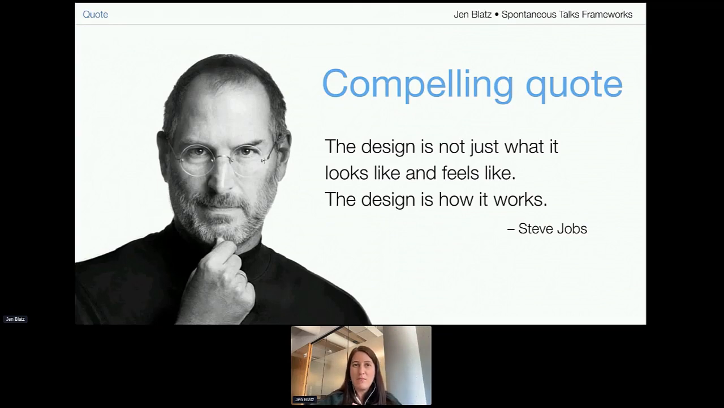I'm thinking some of you may have seen this quote before. The design is not what it looks like and feels like. The design is how it works. Guessing some of you may have seen this. This is a very, very famous Steve Jobs quote that a lot of UX designers reference so that they can talk about how the experience is rather than just the visual design of something. So one way that you can grab somebody's attention is to use a very compelling quote like this and share something that's interesting or something a famous person said and really use that quote to capture their attention, to encompass what you want to say, and set the tone for the rest of what you're going to share.